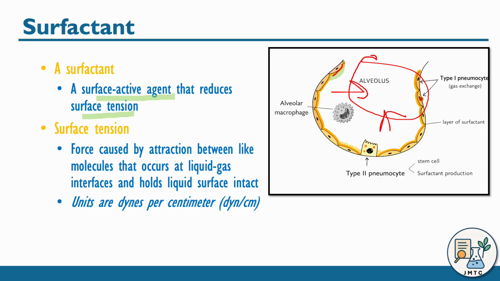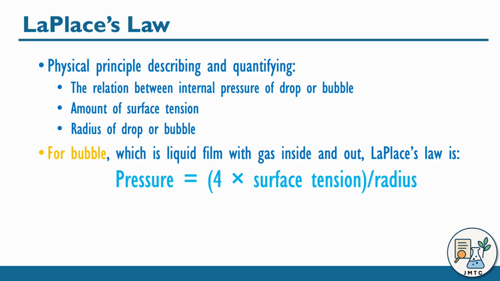Dito sa diagram natin, makikita niyo yung surfactant layer. Nasa ibabaw siya ng fluid lining, acting like a protective layer. Sa premature babies, kulang ang surfactant, kaya mataas ang surface tension, nagko-collapse yung alveoli, leading to RDS, Respiratory Distress Syndrome. Ano nga ba tong Laplace law?